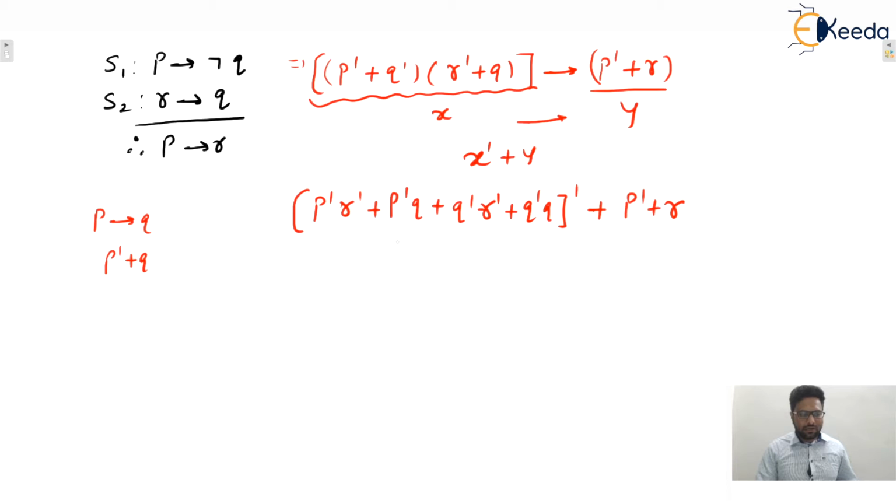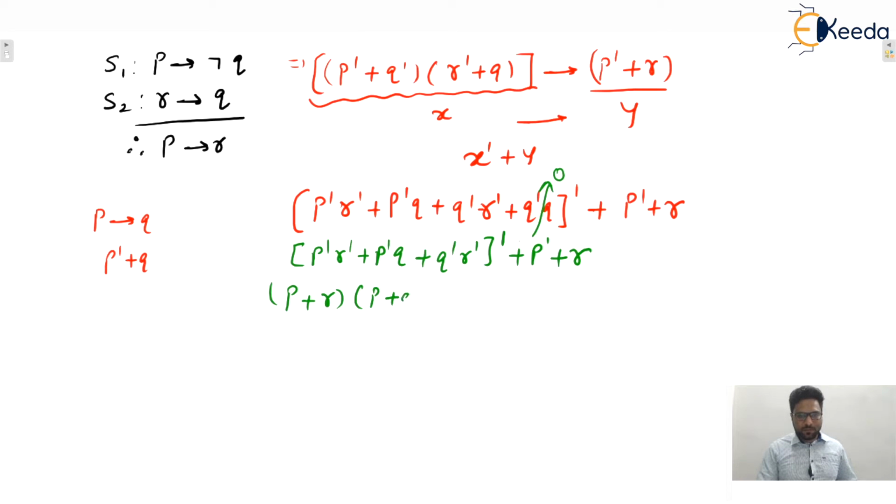Yes or no? Now after simplification, Q dash Q becomes 0. So it becomes P dash R dash plus P dash Q, plus Q dash R dash, whole complement, plus P dash plus R. Now apply De Morgan's. The whole complement can be simplified with the help of De Morgan's. So it becomes P plus R, then P plus Q dash, then Q plus R, plus P dash plus R.